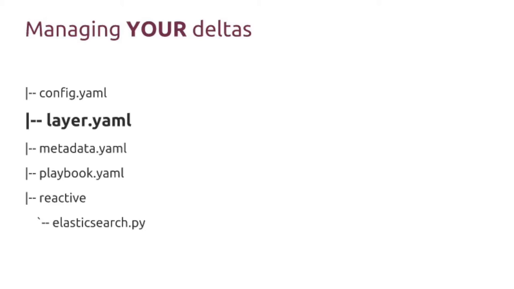There are some other pieces in here, such as a config YAML, which defines your application configuration. There's the metadata YAML, which defines your charm. There's the playbook YAML, which is your Ansible heavy lifting. And then the reactive/elasticsearch.py, this is your reactive module. So with this high-level map, let's go ahead and dive deep into this. Let's assemble a charm that's powered by Ansible, and let's dig in.